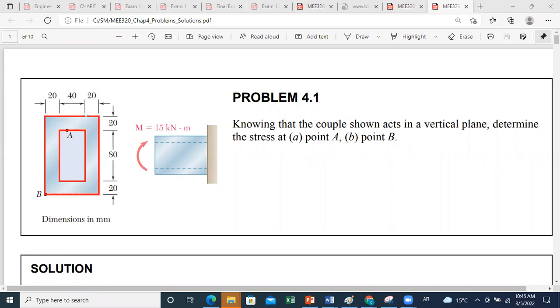Now, first, let us determine the centroid location. Because of symmetry here, the centroid is at the center of the two rectangles. So I can say that the centroid is just here at the middle. This is my centroid C. And my neutral axis should pass by C.